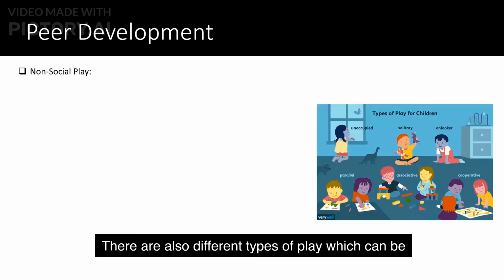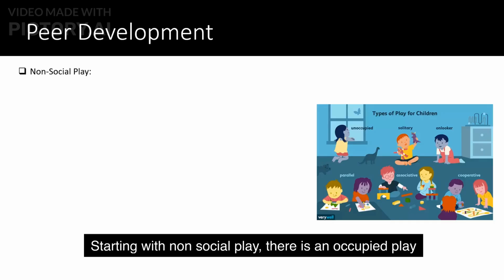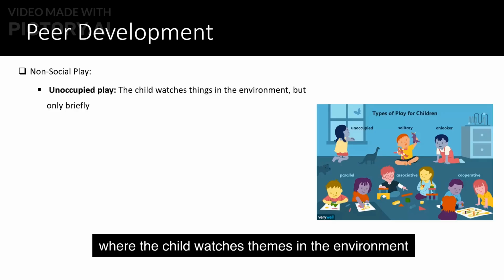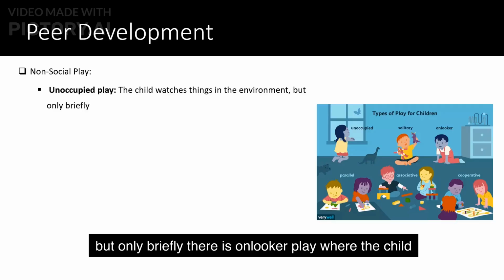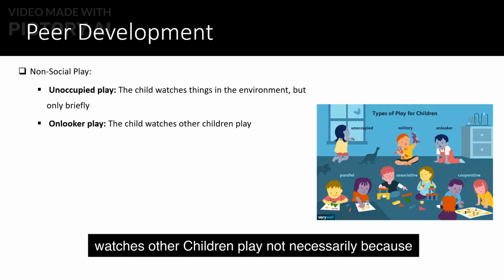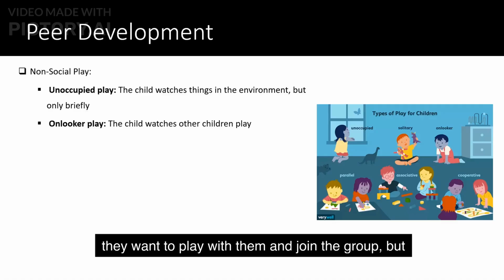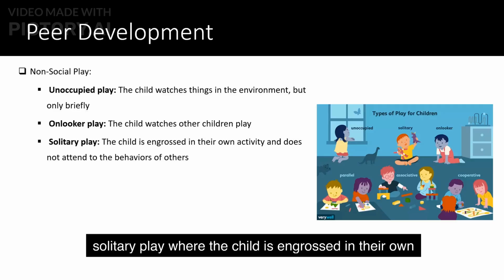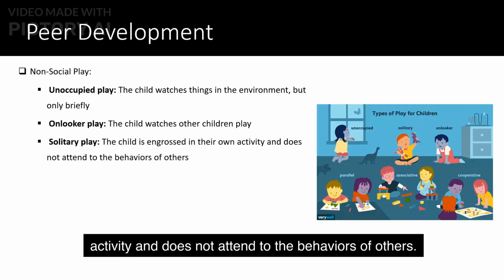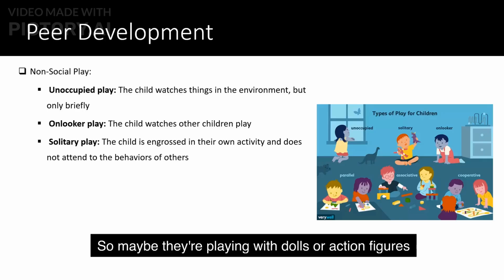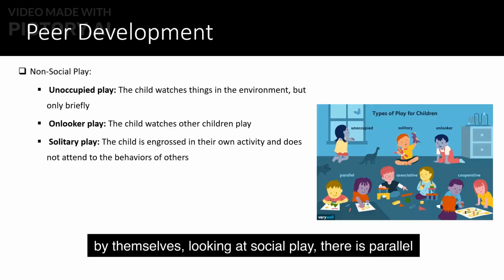There are also different types of play, which can be both social or non-social. Starting with non-social play, there is unoccupied play, where the child watches things in the environment, but only briefly. There is onlooker play, where the child watches other children play, not necessarily because they want to join the group, but because they're enjoying watching them. There is solitary play, where the child is engrossed in their own activity and does not attend to the behaviors of others. So maybe they're playing with dolls or action figures by themselves.